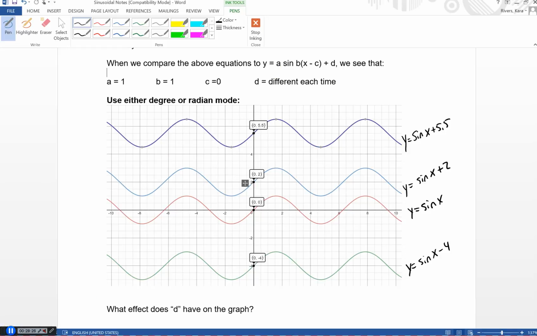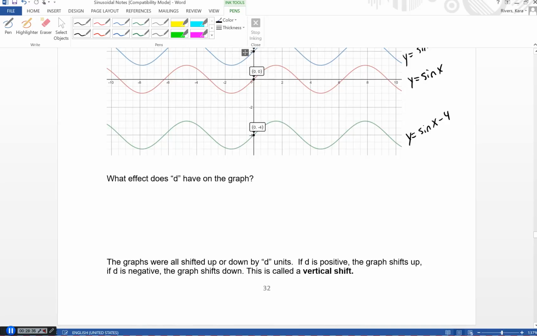All right, so that's in our notes, and it says, what effect does d have on the graph? And that's actually already written in there for us. It says, the graphs were all shifted up or down by d units. If d is positive, the graph shifts up. If d is negative, the graph shifts down. This is called the vertical shift.